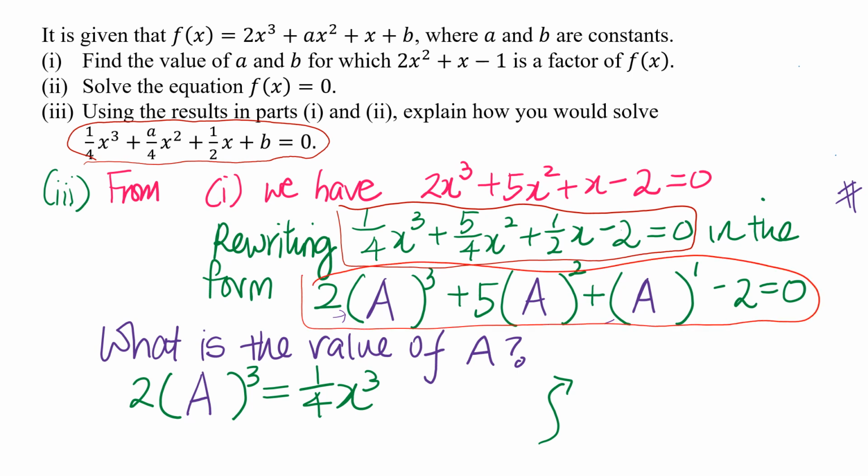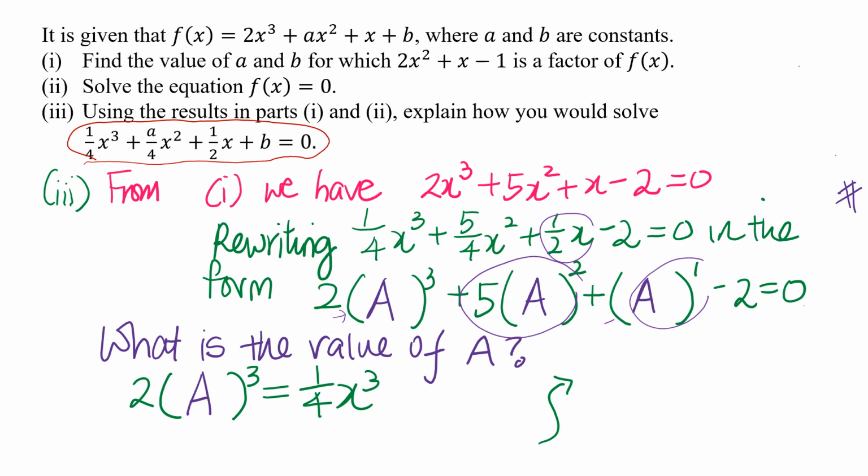Right, so what we are saying is that this equation here is actually equivalent to this equation. When they're equivalent, the x cubed term is equal to this x cubed term, this x squared term will be equal to this term, and of course negative 2 is equal to negative 2, 0 is equal to 0. So I just need to compare the first term. The first term, 1/4 x cubed, equals the first term, which is 2a cubed.